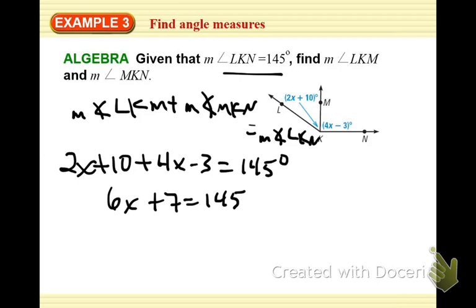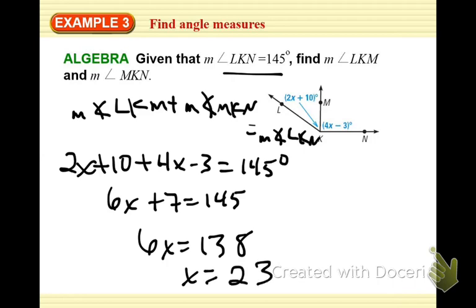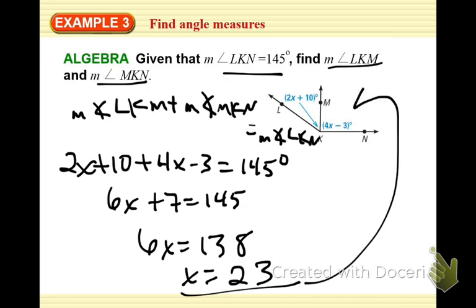Okay? And then we continue to solve. 6x is going to be equal to 138. Divide that out, and you should get 23. Again, algebra class, you'd be so excited you couldn't stand yourself because you found x. Okay? But not here. It asks for the measure of these two angles. So you're going to want to make sure that you go back up and plug the x in for these two guys and find out what those angles are. Okay? I'll leave that for you to do.